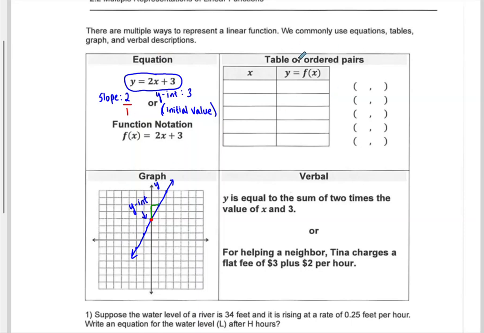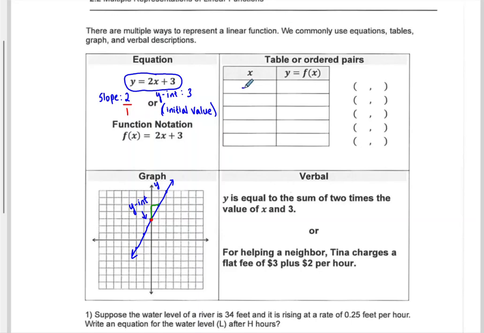Now let's look at a table of values or ordered pairs. For a table of values, we start with x. This is the independent variable, meaning that you could pretty much put any numbers here, and depending on what the independent variable is, we'll get our y values. So let's do -2, which is kind of our standard.